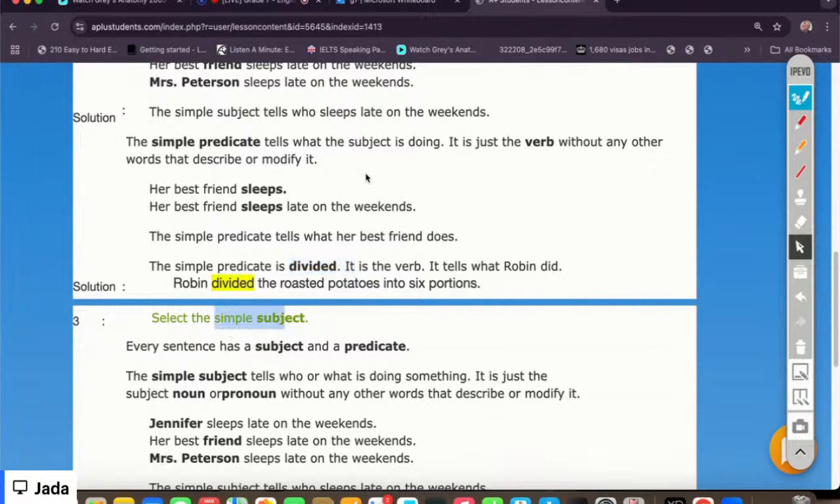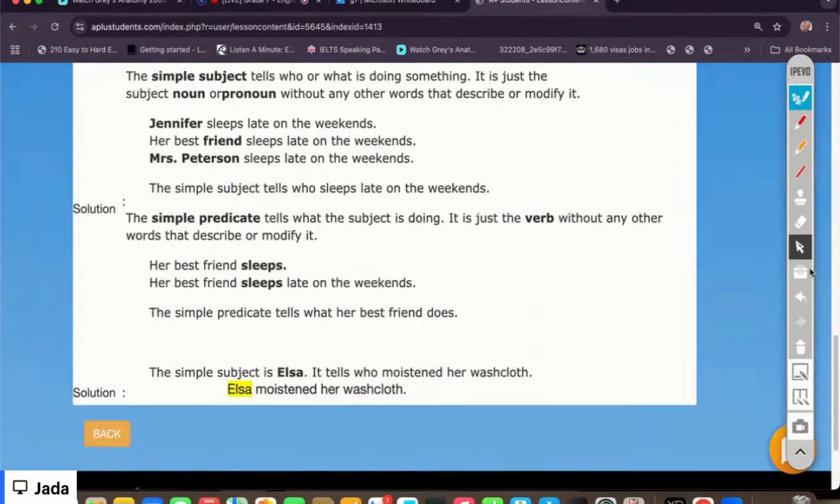Now, this one says select the simple subject. So we have Eliza moistened her washcloth. Now the simple subject is Eliza. It tells who moistened her washcloth. Right, so we'll move on to the test.